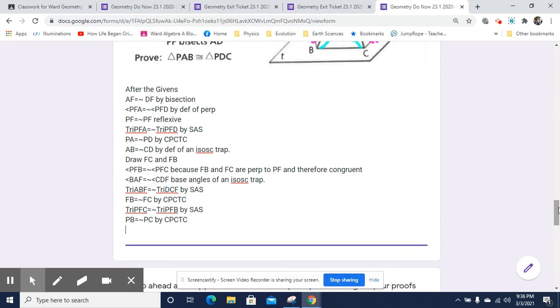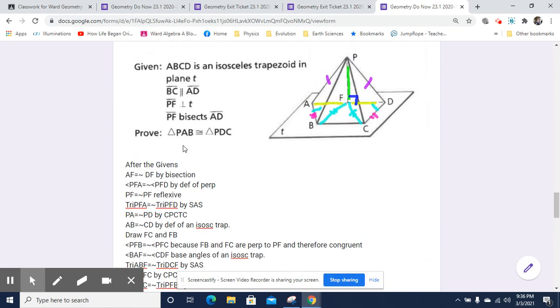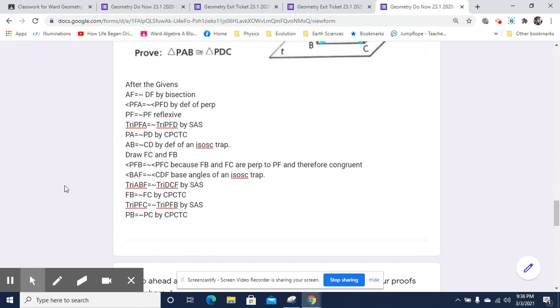And once we have that, we can say that triangle PAB is congruent to triangle PDC by side, side, side, because we have now proven PC and PB are congruent. We have this side, and this side. So we got side, side, side. We can finally prove it. Triangle PAB is congruent to triangle PDC by side, side, side, and you are done.